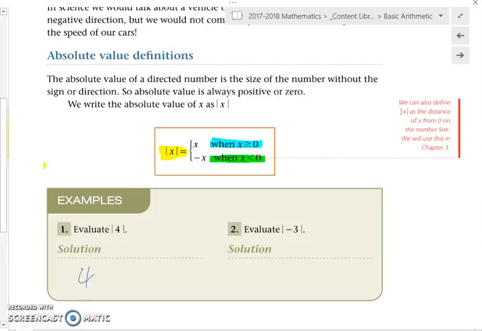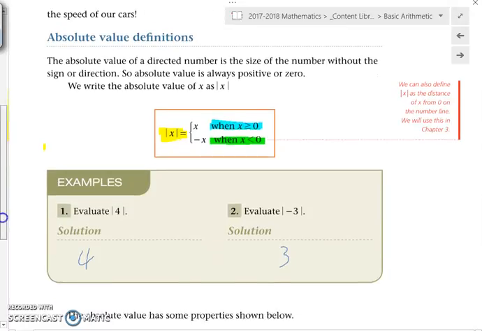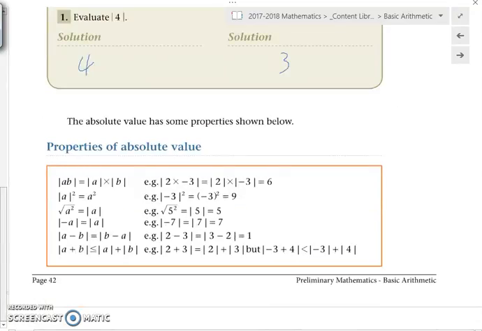Once again, how far away from 0 are we? If you pictured yourself on the number line at that spot, how many steps would you have to take to get to 0? That's it. That's your answer. That make sense? Cool. All right.